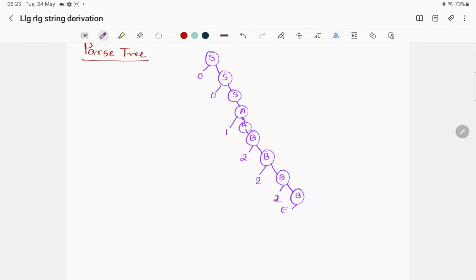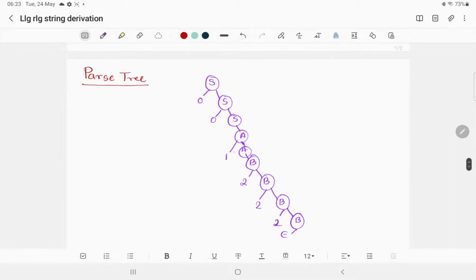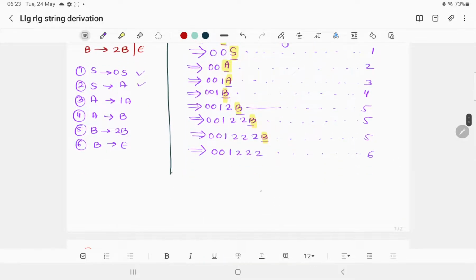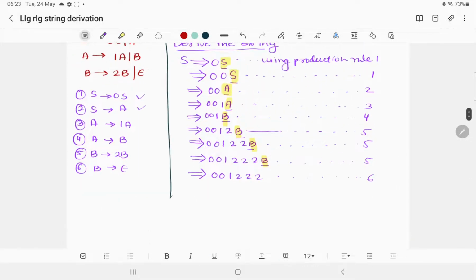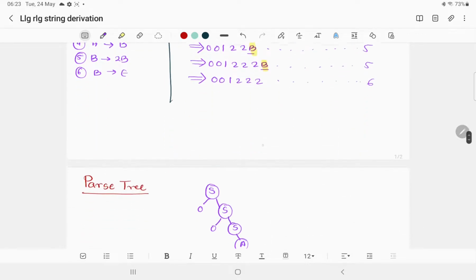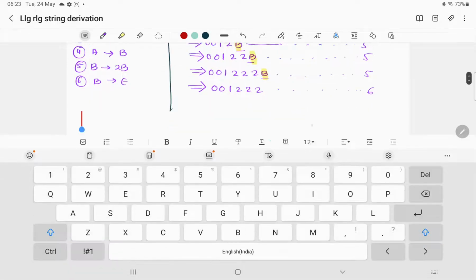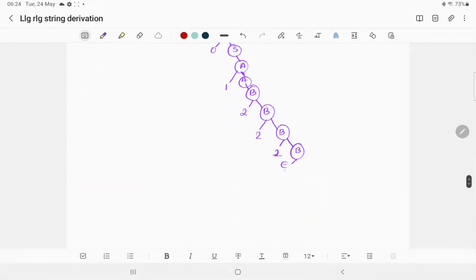Next S giving A. As we can see here, we are using rule number 2, that is S giving A. Then A giving 1A, that is rule number 3. After that A giving B, that is rule number 4. And then rule number 5 coming 3 times, that is B giving 2B coming 3 times. And at the end I am using rule number 6, that is B giving epsilon.